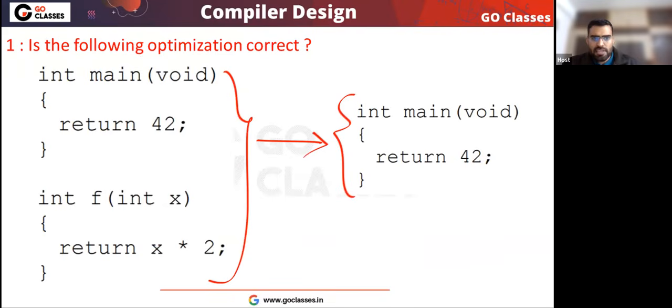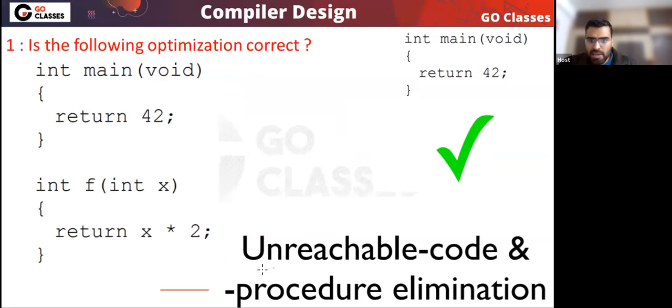Now let's come back to this point. Tell me, is this optimization correct? This optimization is correct. Let me tell you, this is not in the syllabus, but this optimization is correct. At compile time, the compiler can do this. See this function. This function is unreachable. This is an unreachable procedure. This optimization is correct, and it is called unreachable procedure elimination.